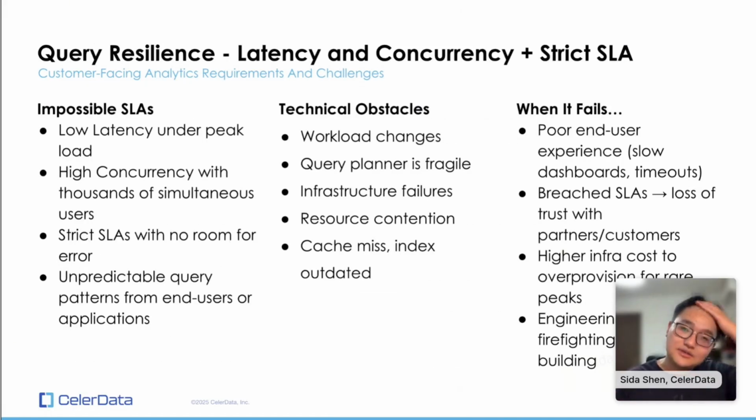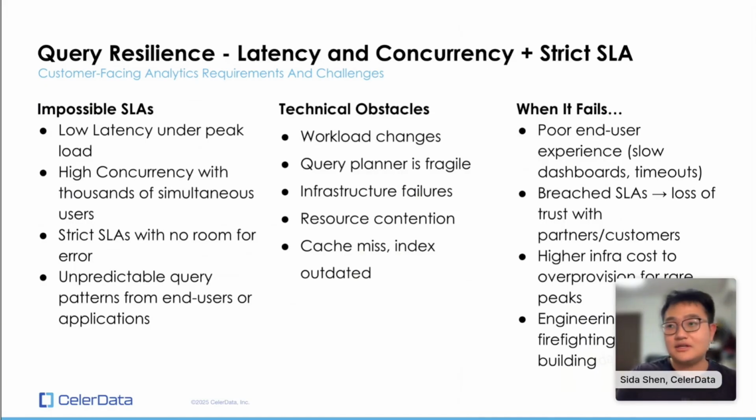And then last but not least is query resilience, right? Not only your performance needs to be fast on average, it needs to be fast consistently, right? You want to hit those P99 SLAs. So first, customer-facing analytics has just crazy SLAs, right? It needs low latency, even under peak load, with very high concurrency, with thousands or for a lot of our users, hundreds of thousands of users simultaneously using that one system, right? And there's absolutely no room for error. And also you have very unpredictable queries from your end user.